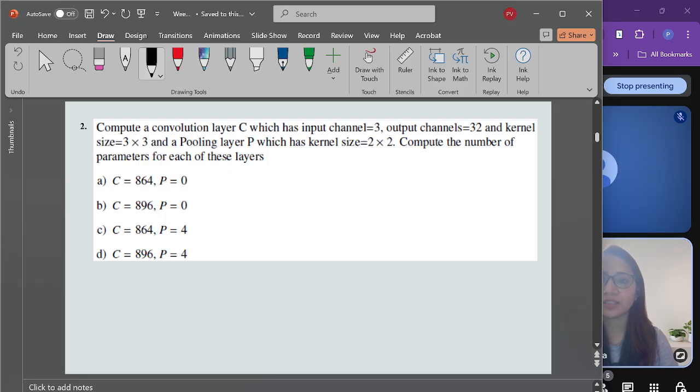Our next question is: compute a convolution layer C which has input channels 3, output channels 32 and kernel size 3 cross 3, and a pooling layer P which has kernel size 2 cross 2. Compute the number of parameters for each of these layers. So now we have to compute the number of parameters for the convolution layer as well as the pooling layer. Any idea how to solve this question?